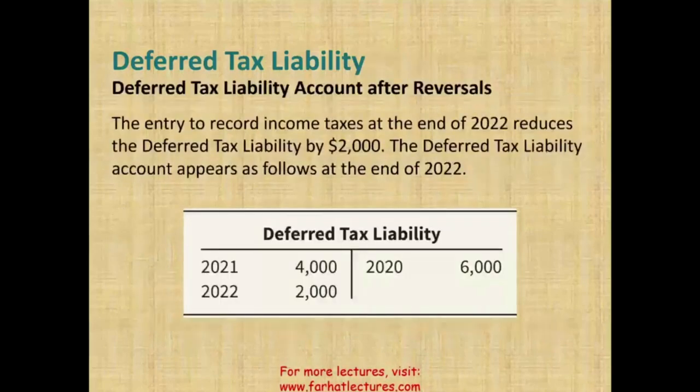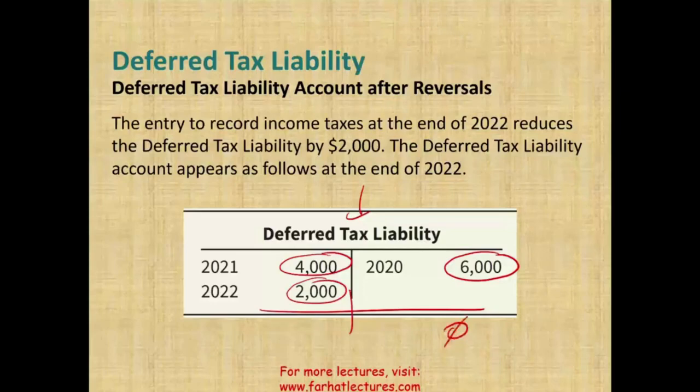Okay, so this is the T account for deferred tax liability. I created $6,000 of a deferred tax liability. In 2021, 4,000 of it is reversed. In 2022, 2,000 of it is reversed. Therefore, my balance by 2022 equals zero.